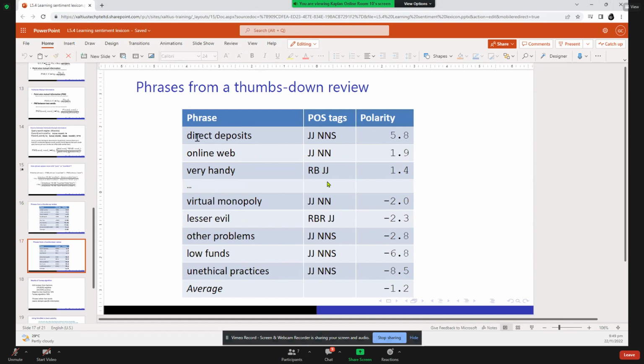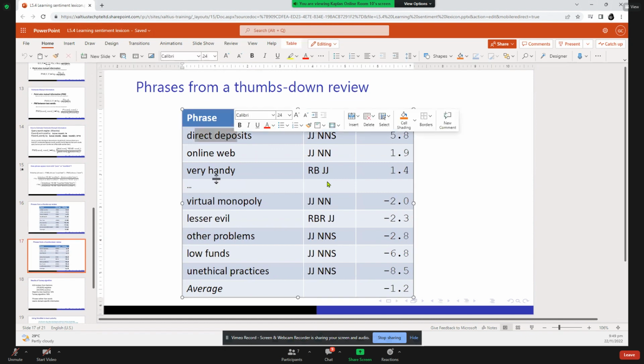From the same experiment, for phrases like direct deposit, virtual monopoly, and less, you can see that some are positive, some are negative, but if we take the entire average of it, it is giving us negative polarity. All right, so it's from the experiment itself.